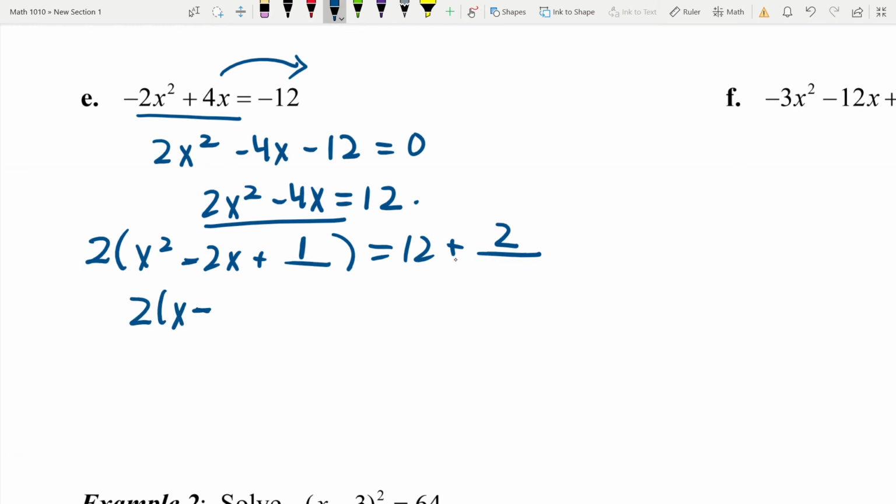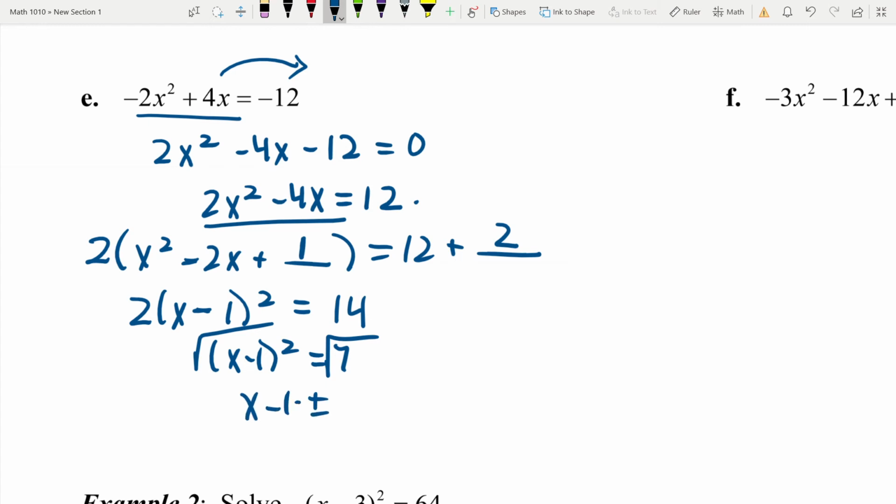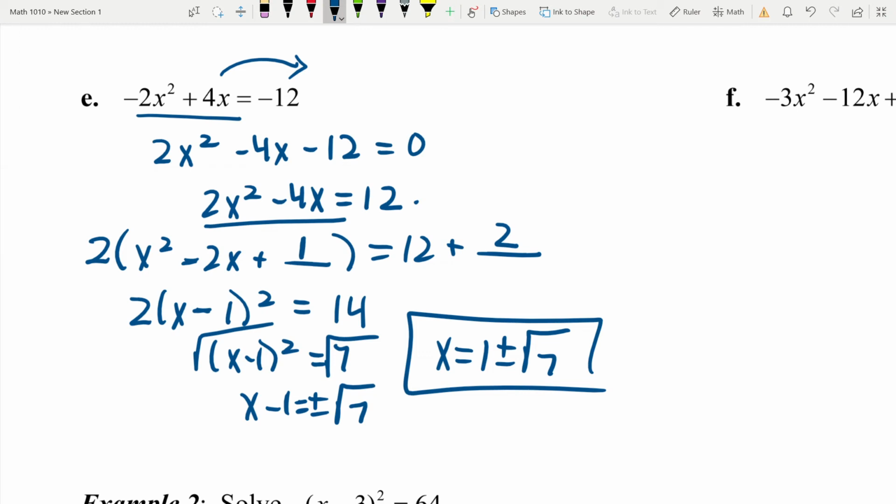So then I have a 2 and an x. The negative goes here. Square root of 1 is 1. The whole thing squared. 12 plus 2 is 14. Divide by 2. So I have x minus 1 squared equals 7. Square root. x minus 1 equals plus or minus the square root of 7. Move your 1 over. 1 plus or minus the square root of 7. And that's my answer. Who says I got it by myself? Let's see. Okay, awesome. If you messed it up, it's okay. Just fix your notes and make sure you've got it in there correctly.